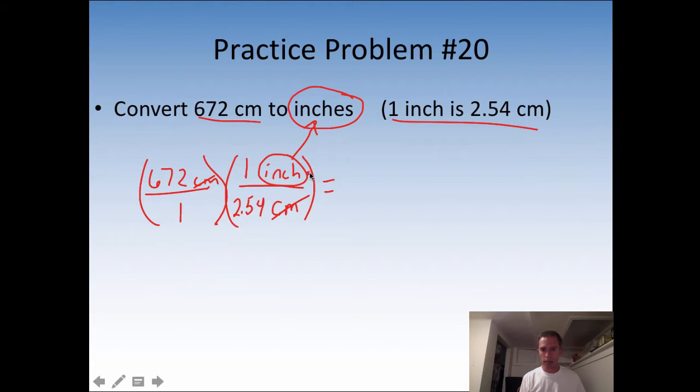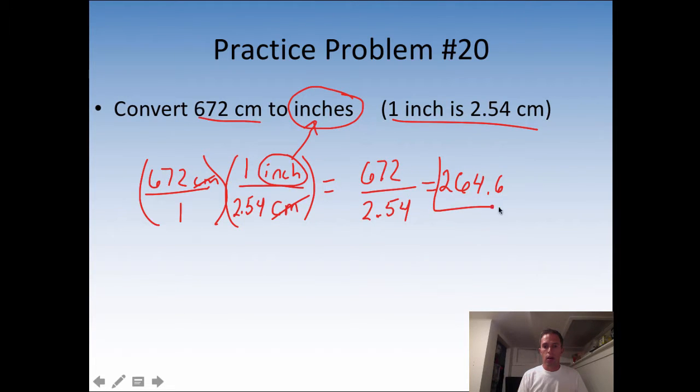So now we times everything across the top. 672 times 1 is 672. And 1 times 2.54 is 2.54. And so we can figure out what that is. I'll grab my calculator. 672 divided by 2.54. And my calculator is giving me 264 point, let's say 6. I'm going to round it.